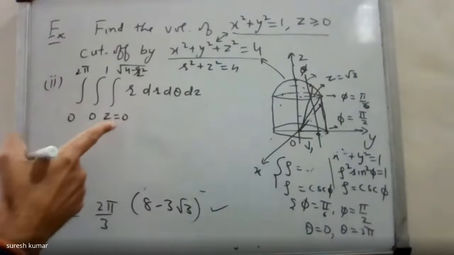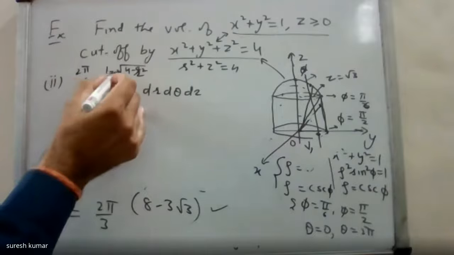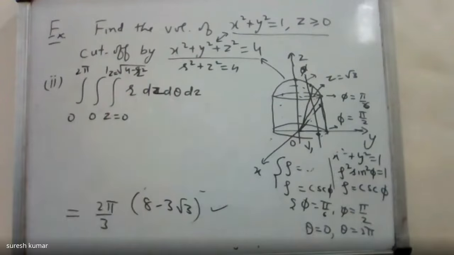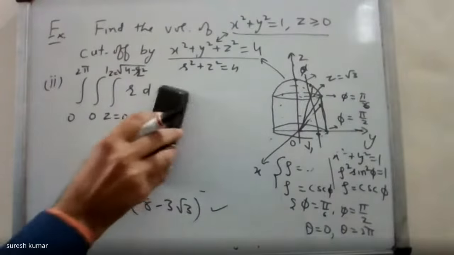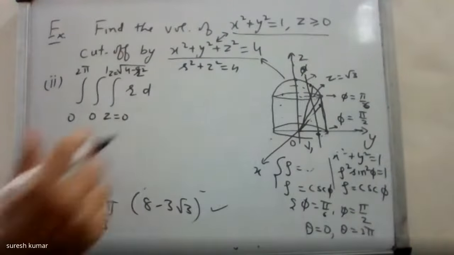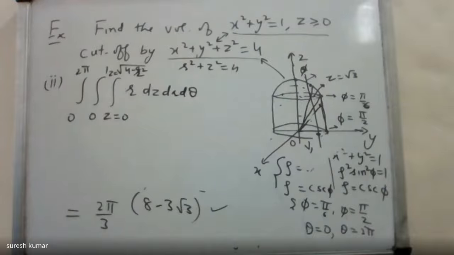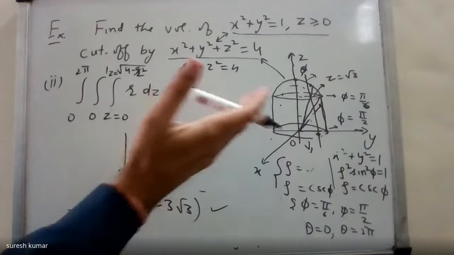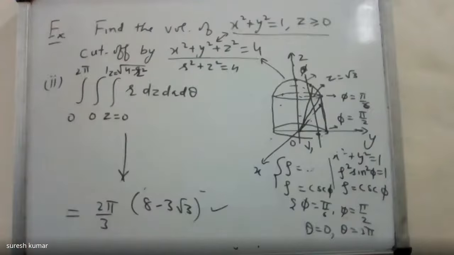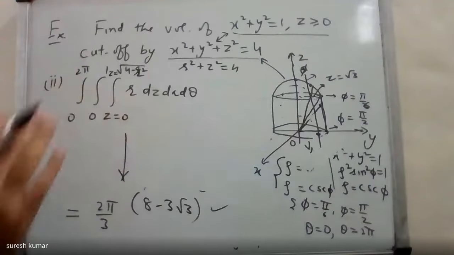But also be careful. First you have applied limits for z, that means it is z dz. Now it should be dz, dr, and d theta. Okay? You can solve this triple integral yourself and you will get the same answer. So this time life is easy, only one triple integral. It depends on the problem. When you are using spherical coordinates, you need to solve two different triple integrals, but in cylindrical coordinates, only one.